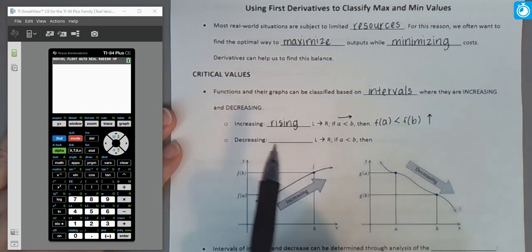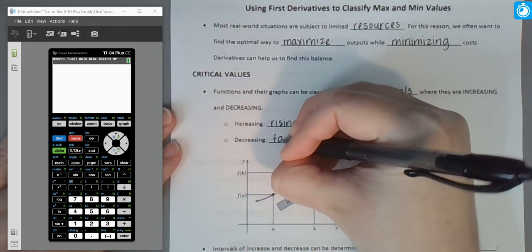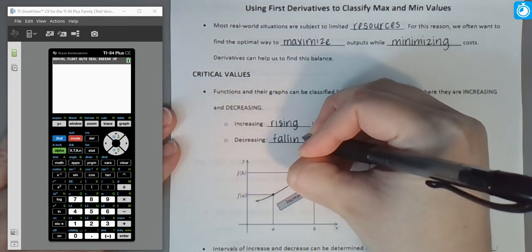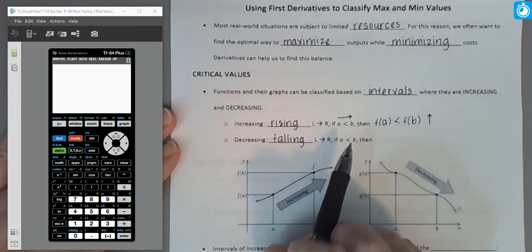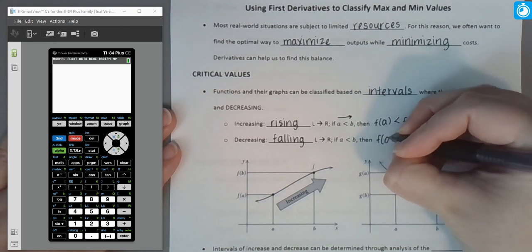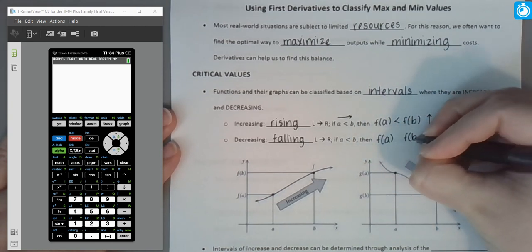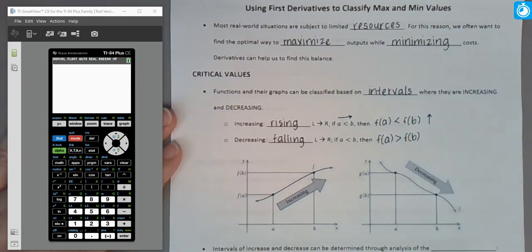Increasing means rising, so decreasing means that we are falling as we trace the graph from left to right. Again, if we look at two x values such that a is less than b, looking from left to right, then our function is decreasing over a particular interval if the first function value is greater than the second function value. Decreasing just means as we look left to right, our graph is sloped downward.